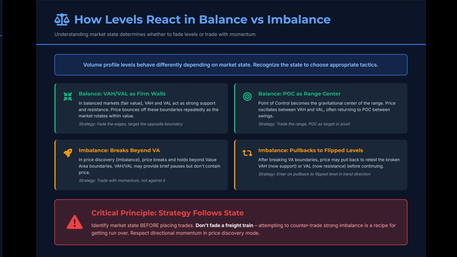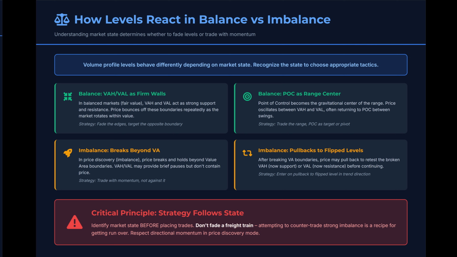Now we're going to explore a critical concept that directly builds on everything we just covered about market state identification, how volume profile levels actually behave differently depending on whether the market is in balance or imbalance. This is where theory meets practice. Understanding that the market has two states is one thing, but knowing how to read and trade the same level differently in each state is what transforms you into a professional discretionary trader.